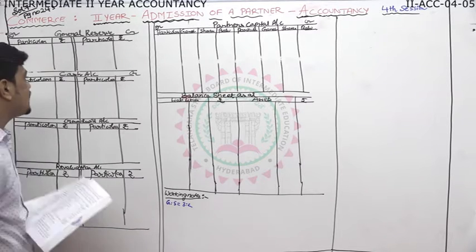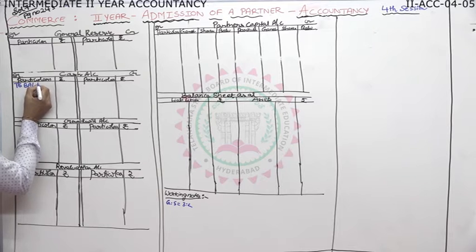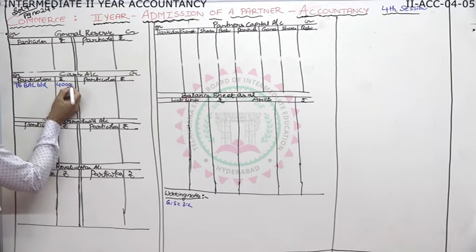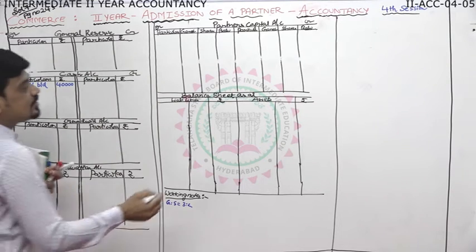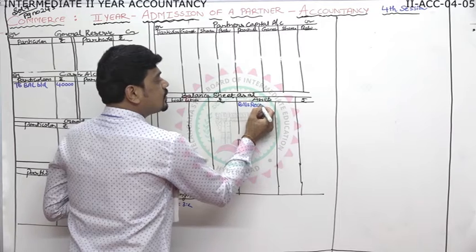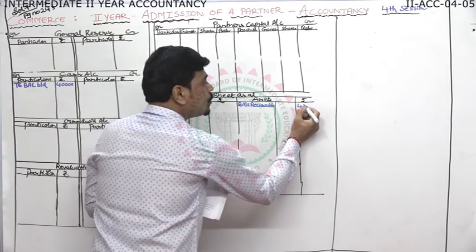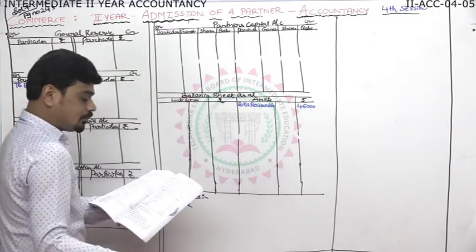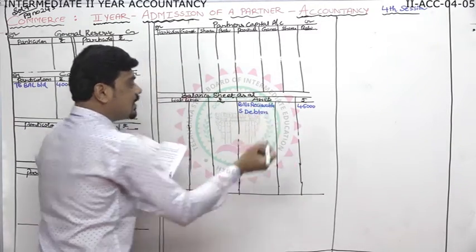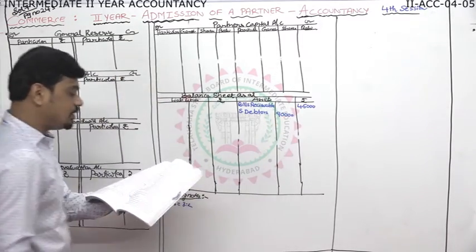Asset number 1 is cash. So I'll go to cash account and bring down the balance. To balance brought down 40,000. Then bills receivable is an asset, so simply we'll put it in assets. There is no adjustment, so bills receivable amount 45,000. Then sundry debtors. Sundry debtors have got an adjustment, so I'll put in the inner column 90,000.